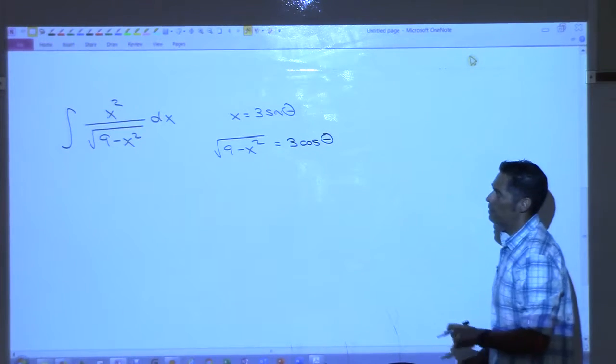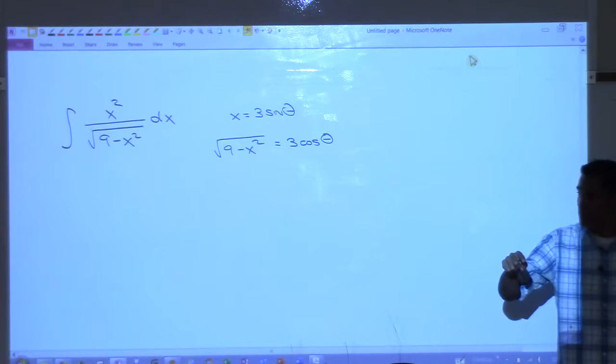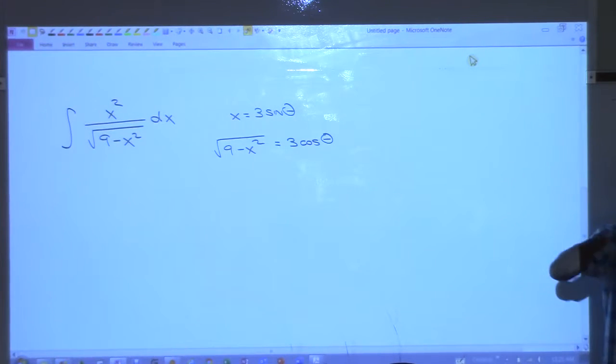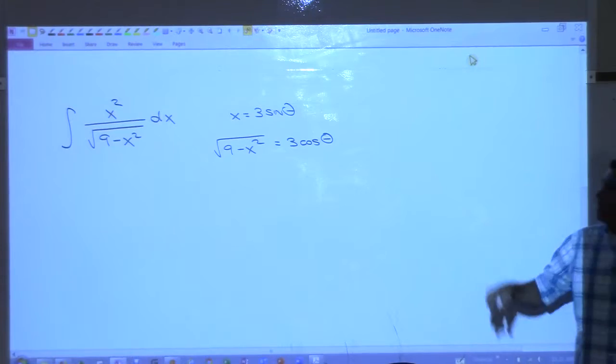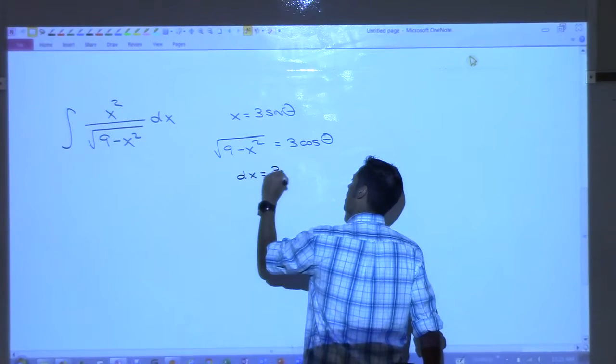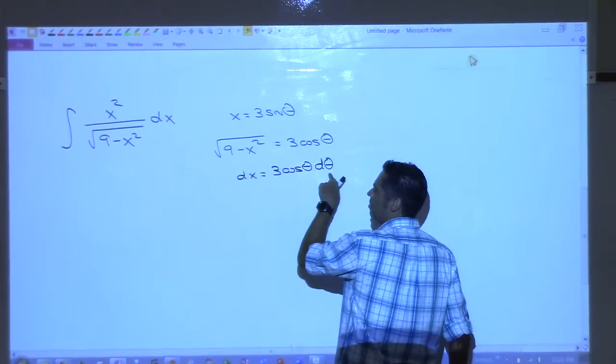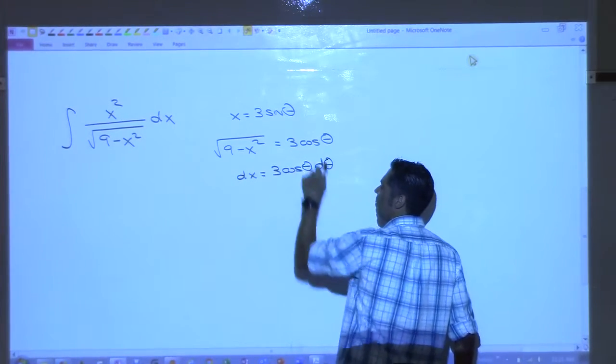So if your trig sub is x equals a sine theta, then the square root part is always going to turn into a cosine theta. And then the dx part is going to be replaced with 3 cosine theta d theta. Just don't forget the d theta. That's the big difference between this one and this one.